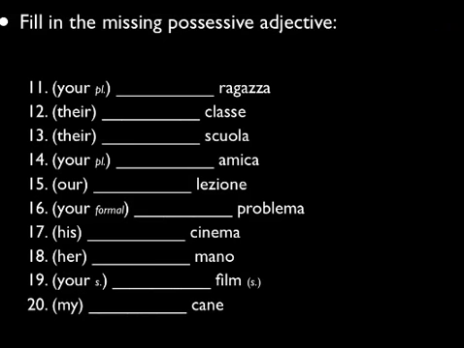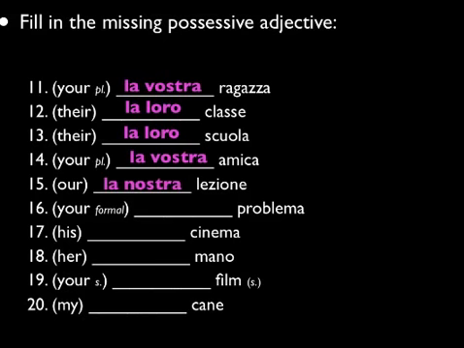Okay, let's go here. Number 11, you want to say your plural, ragazza, your girl. It is la vostra ragazza. Classe, remember, is feminine singular, so it would be la loro classe. Notice again, loro not changing even if it's feminine. 13, scuola, their school. Again, la loro scuola. 14, amica. It's your plural, so it would be vostro, but then it's feminine, so it would be vostra, and you need the article, so it would be la vostra amica. Lezione, another feminine. We want to say our lesson or our class, la nostra lezione.